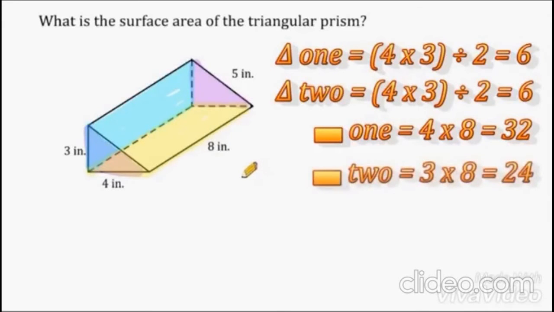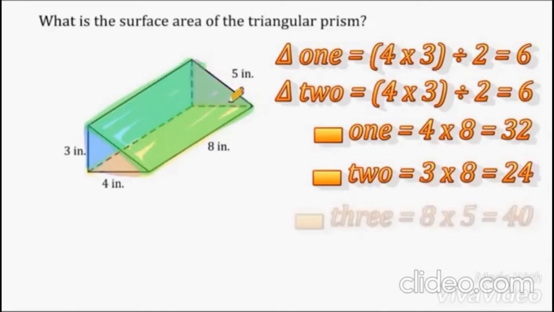We have one rectangle left, which is this one right here. And the dimensions of this rectangle are 8 by 5. And the product of 8 and 5 is 40.